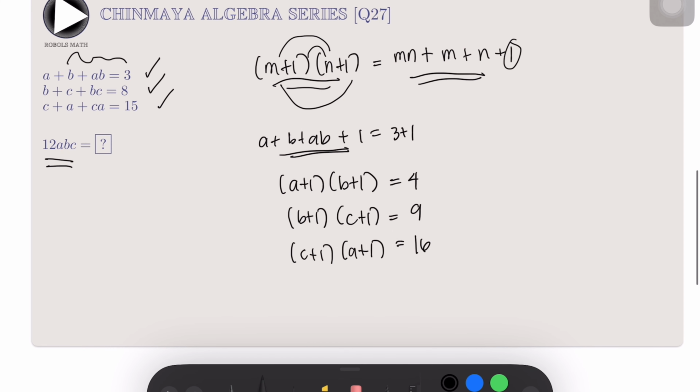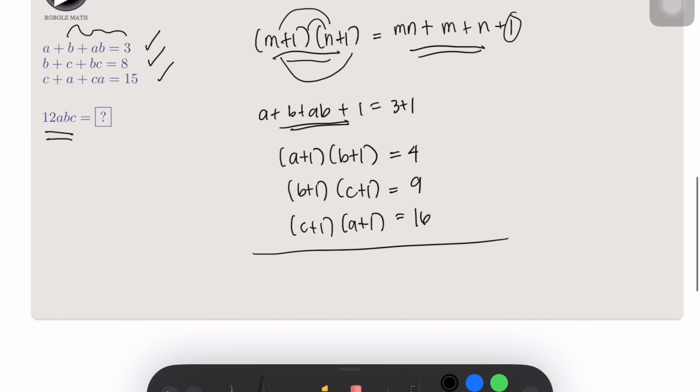Now we can multiply all these equations to get the quantity of a plus 1, b plus 1, and c plus 1 squared. They are squared because each term here appears twice. We have a plus 1, a plus 1, b plus 1, b plus 1, c plus 1, and c plus 1. So the left side of this product would be the square of the product of a plus 1, b plus 1, and c plus 1.